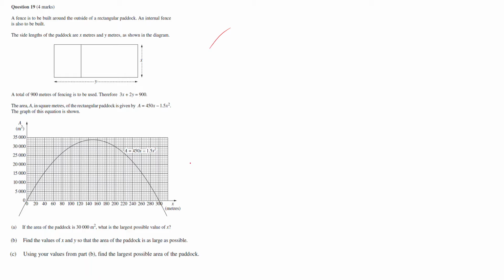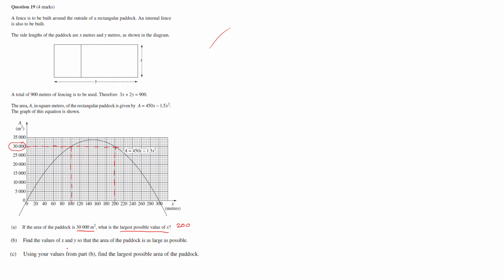Your first question is, if the area of the paddock is 30,000 meters squared, they're saying, okay, we are giving you that this is the area that we want to work with, 30,000. What is the largest possible value of x? So what you need to do is look at the chart, area of 30,000. So this is here, 30,000, and you need to draw a line or just put a scale and try to work out what are the x values for the corresponding area value. So one value is 200, the other value is 100. But the question specifically asks for the largest possible value of x. So the largest possible value of x is 200. So it's here. So that would be the answer.